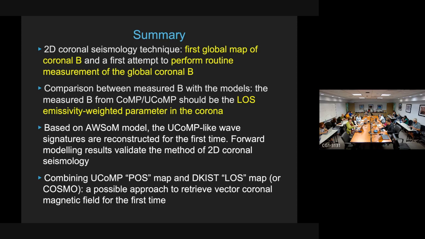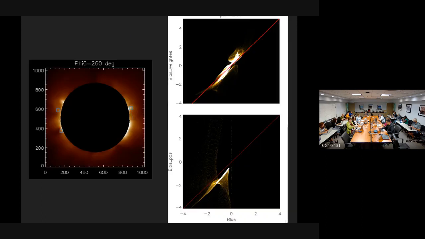But because of the line of sight integration, this is not only for UCoMP wave observation, but also for Stokes wave observation, because I can see some very simple results here. Here I use the PRC model to synthesize Stokes wave, and on the lower right corner is the comparison between the measured line of sight magnetic field with the exact line of sight on the plane of sky.